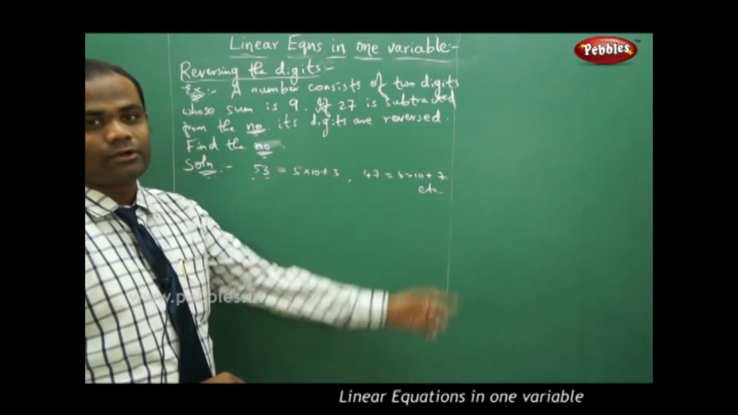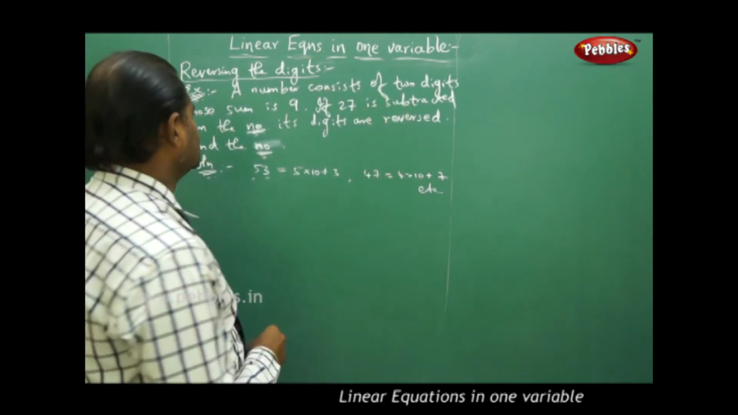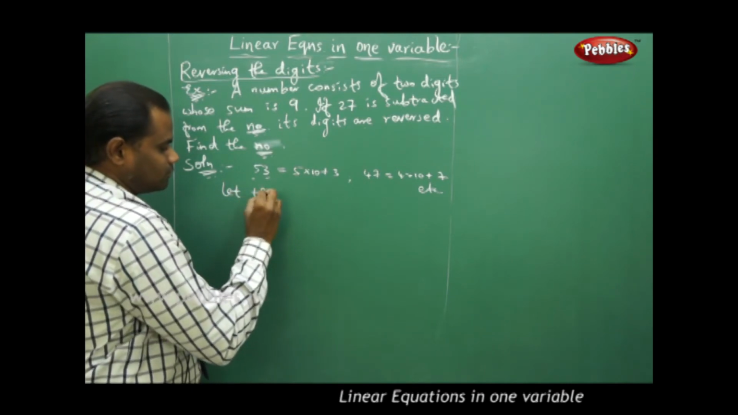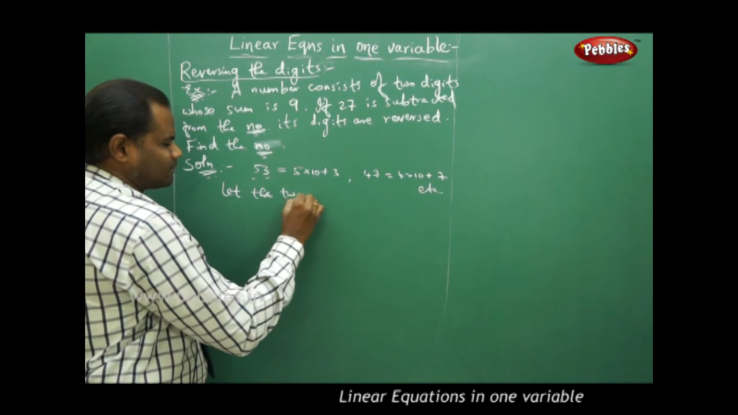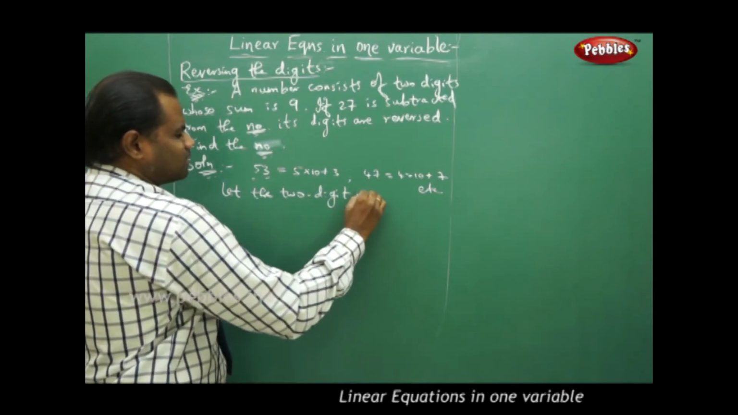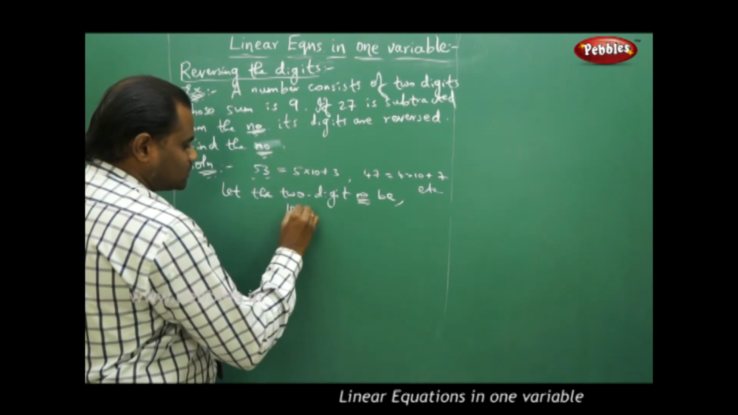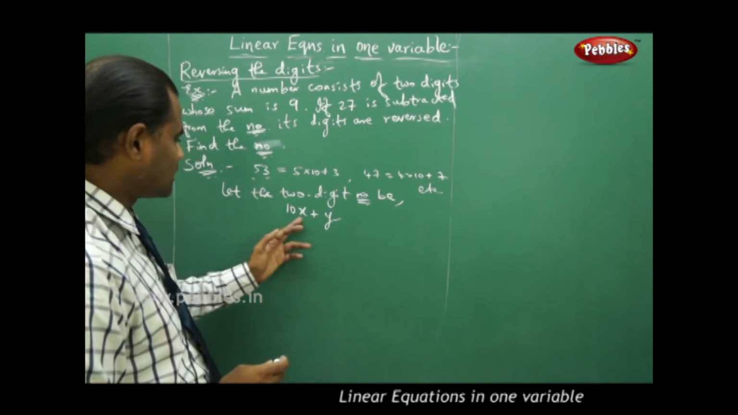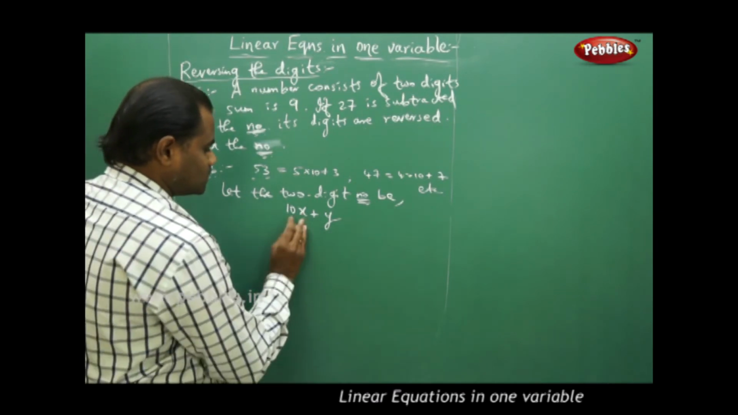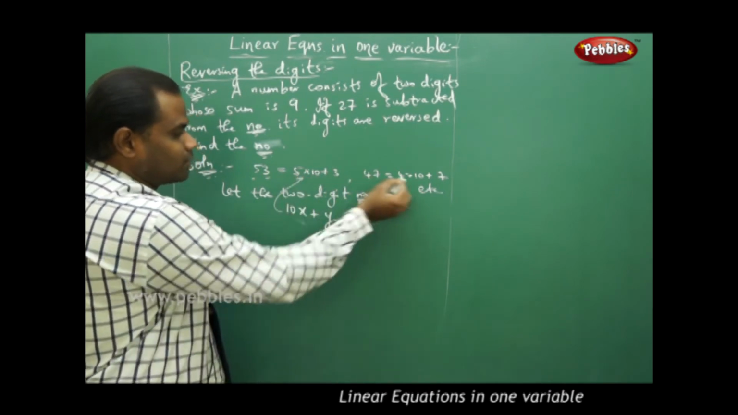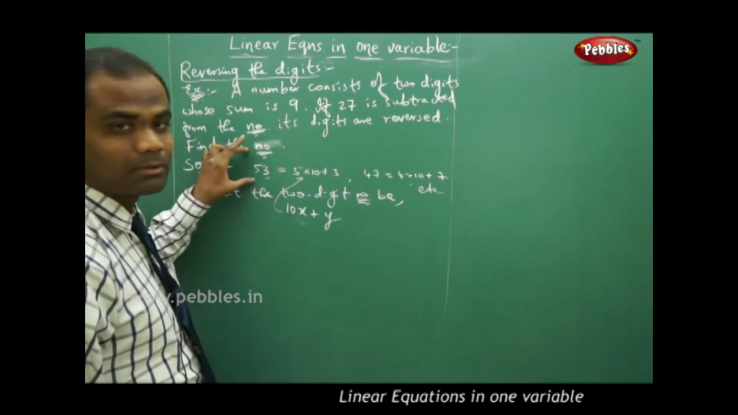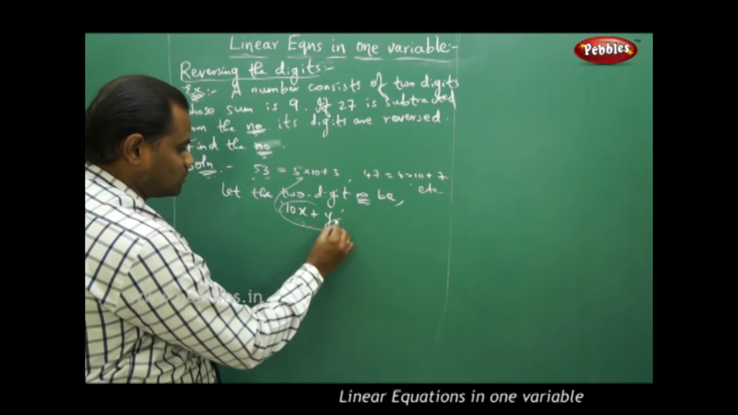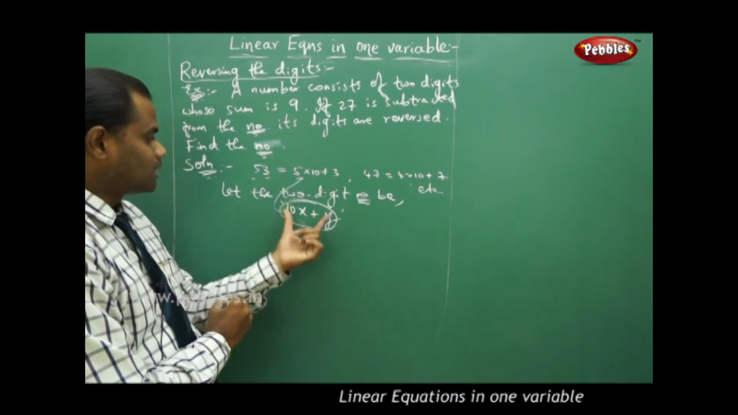So using this concept of a 2-digit number, a number consists of 2 digits. Let the 2-digit number be in the form 10x plus y, where x will be the digit in the tens place and y will be the digit in the units place. So using this pattern which we have identified in some example problems, I get a 2-digit number in the form 10x plus y.